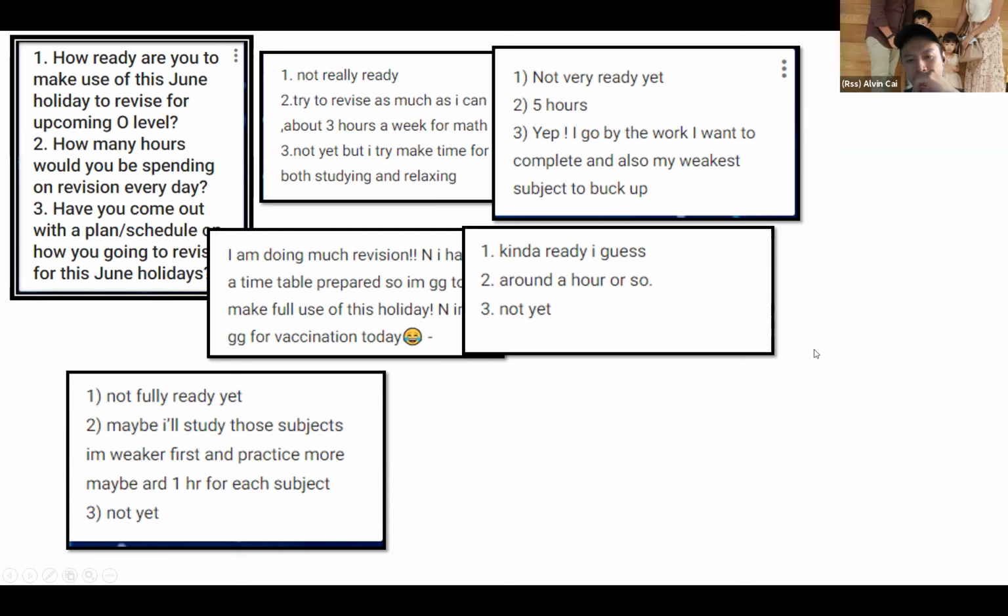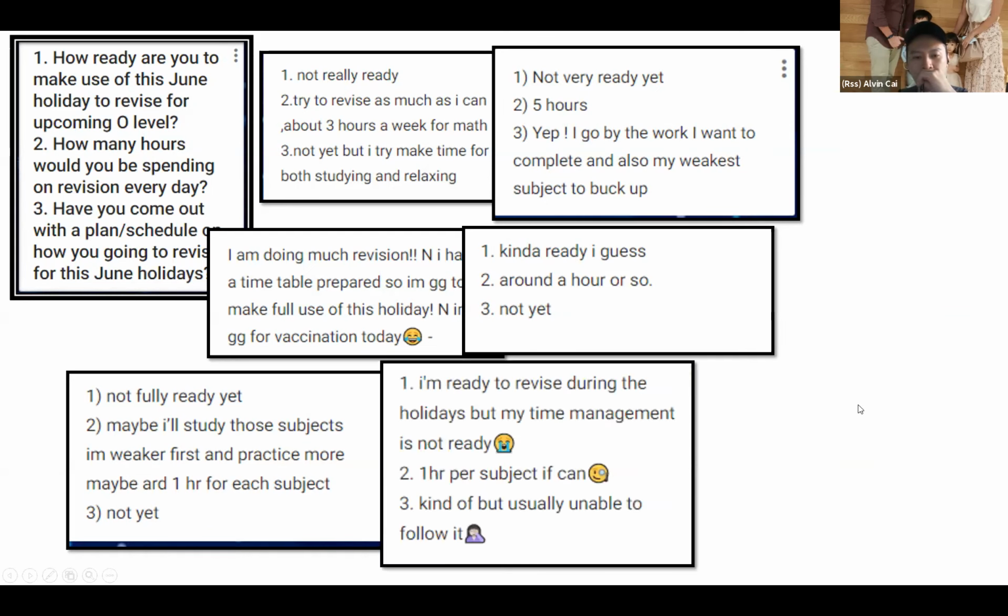Around an hour or so. I'm not too sure whether this person's hour is only for math or for other subjects as well. If it's just 1 hour per day for all subjects, it might not be enough. So maybe you need to do some planning. The time management part is not ready. 1 hour per subject if you can is a good target. But usually unable to follow, so you need to try to stick to it. If you plan but don't stick to it, then there's no point planning. I think that's the main issue. So when you plan, don't make it too ambitious. Make sure it's feasible and you have some break time in between the studies also.